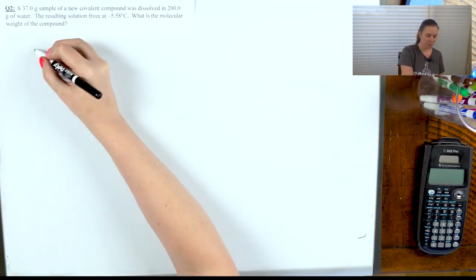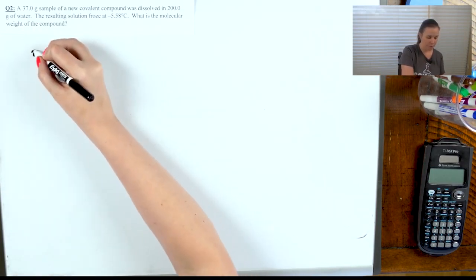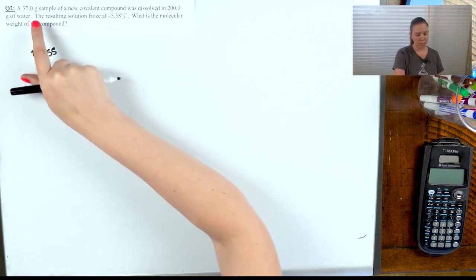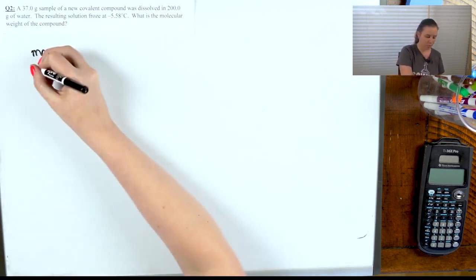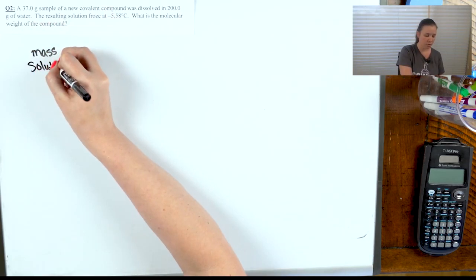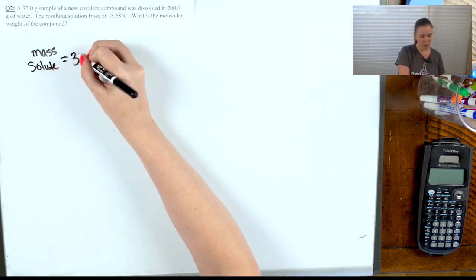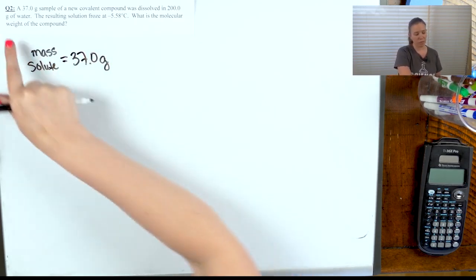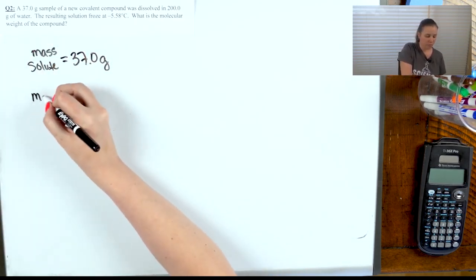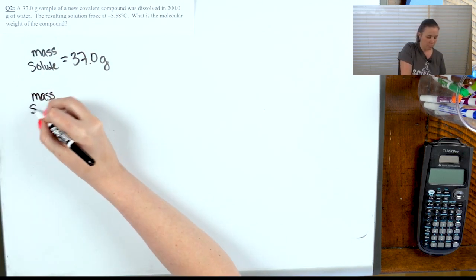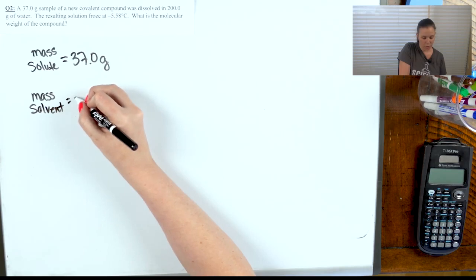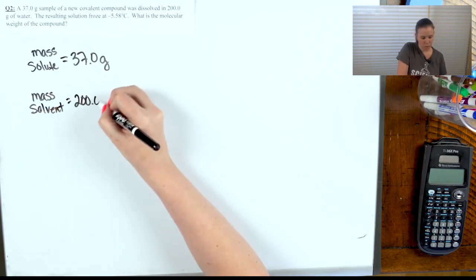So the first number that I come to is the 37 grams. So I'm going to write down that this is a mass, and now I need to determine solute or solvent. So this is the compound that was dissolved, so that would be solute. The mass of the solute is 37.0 grams. It's dissolved in 200 grams of water. So water, being our universal solvent, is giving us the mass of the solvent at 200 grams of water.